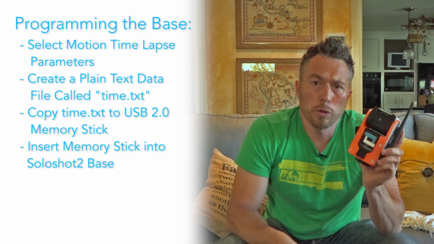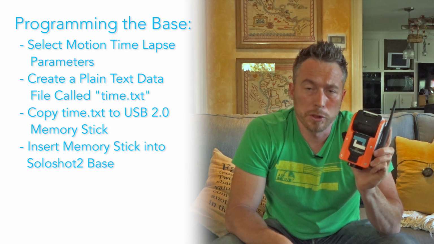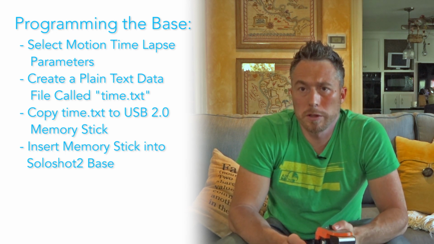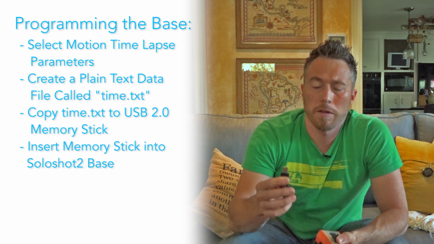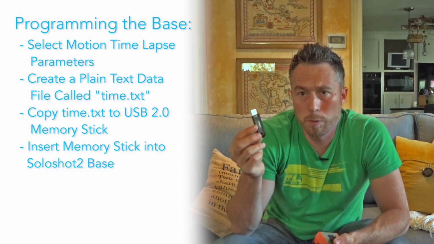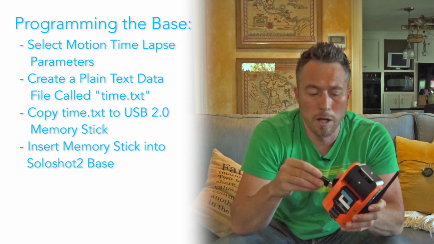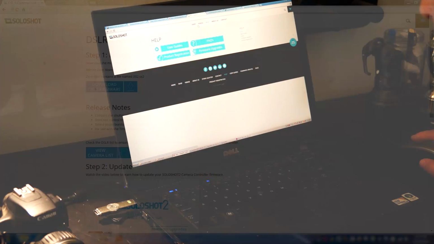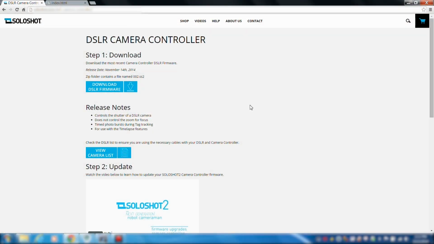Now, in order to turn your SOLOSHOT2 base into a motion time-lapse machine, you'll first need to create a data file that contains all of the motion time-lapse parameters. That data file then gets copied to a USB 2.0 memory stick, and that's how the data gets loaded onto your SOLOSHOT2 base. You can get to the motion time-lapse calculator from the SOLOSHOT website.